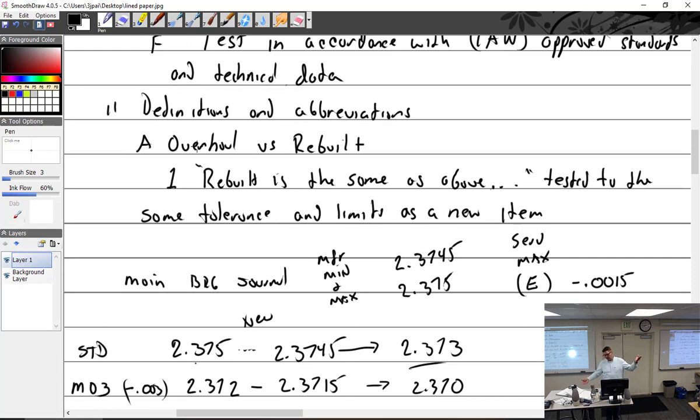Okay, but going back to this, so what's the whole point? Overhaul versus rebuild, right? So if your entire engine is within new limits, then you could technically call it a rebuild. You as a mechanic, you can actually do that. I would never do it, never have done it, for a couple reasons. Number one, almost all aircraft owners have no idea what that means. So why throw yourself out there and get yourself in trouble for something they don't care?